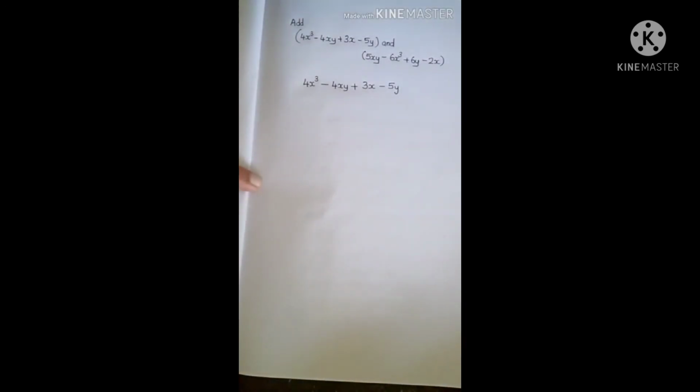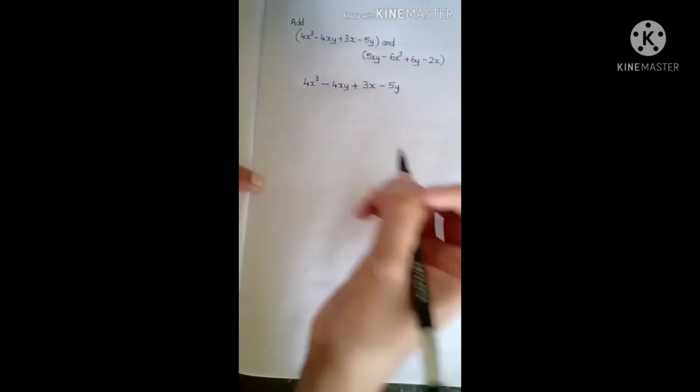Your question is, add 4x cubed minus 4xy plus 3x minus 5y and 5xy minus 6x cube plus 6y minus 2x. First, write the expressions in an order. Students, I have written the first expression. Now, I'll tell you how to reorder the second expression. 5xy, it is plus 5xy. You will write it below minus 4xy.